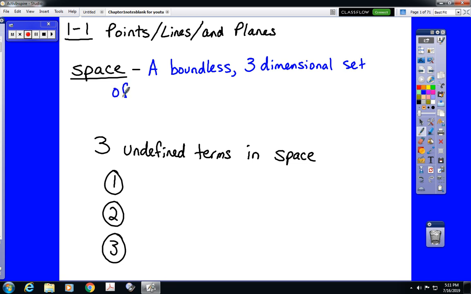of all points, which means we're looking at infinite length, width, and depth.